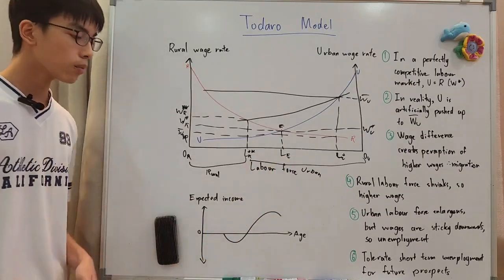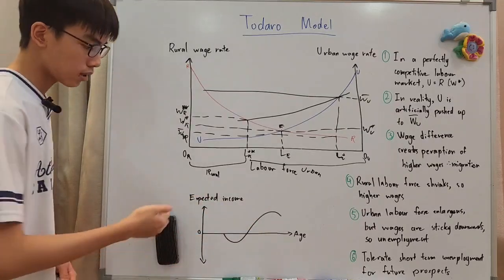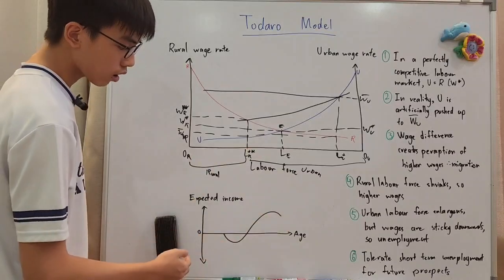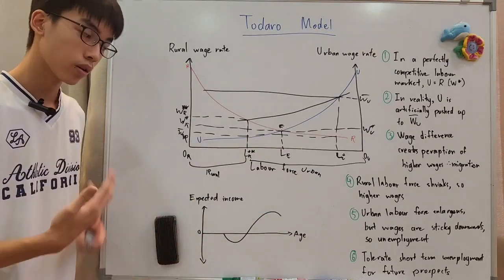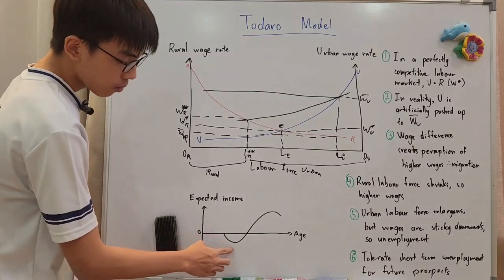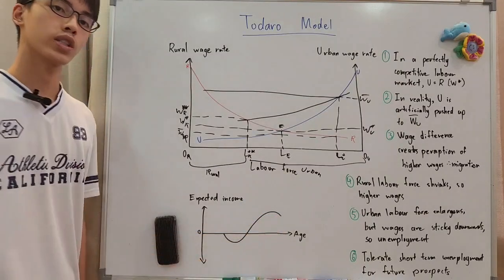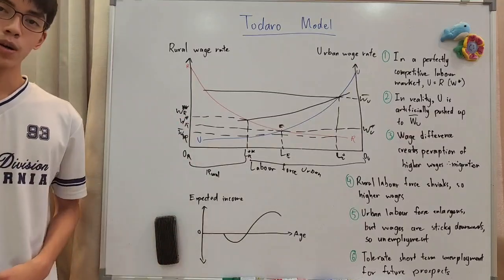So that sums up the Todaro model. This is the thinking behind the migrants. So when they're of working age, they will migrate to the urban areas, and they will suffer unemployment, they will lose money, they go in debt in the short term, but in the long term, they will get a job over here, and then they will get higher wages than if they were in rural areas. So this sums up the Todaro model.